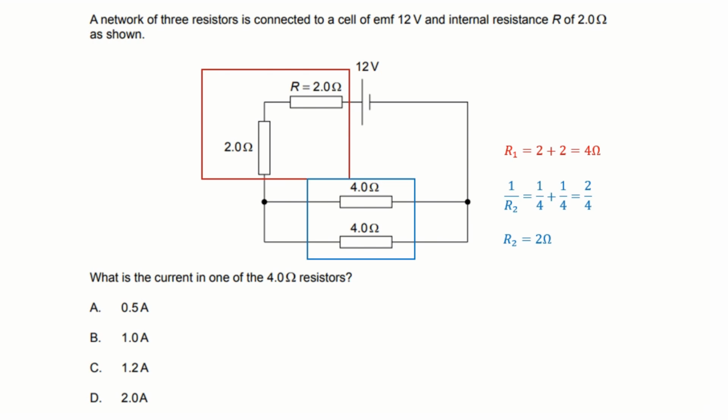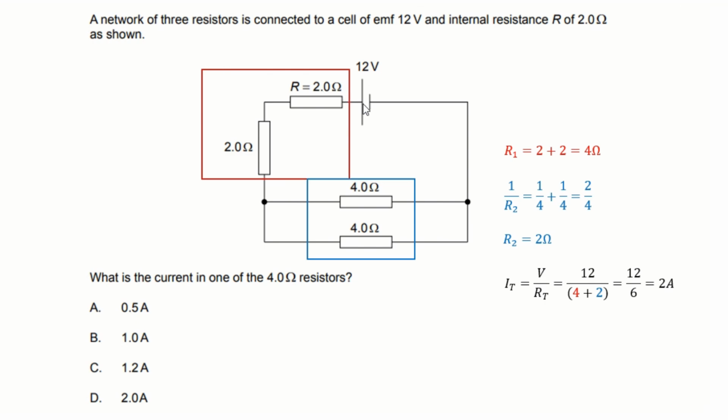Well, what we can do is we can say, I want to know the current drawn from the cell in this circuit. All I would do is take the total current, and that's V, which is the 12 volts, divided by the total resistance of the circuit, that's 4 plus 2. 12 over 6 gives me 2 amps. So what I've got there is 2 amps being pulled out of my cell.